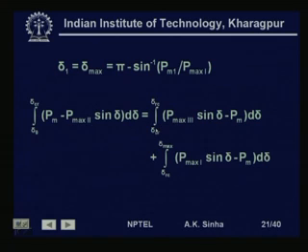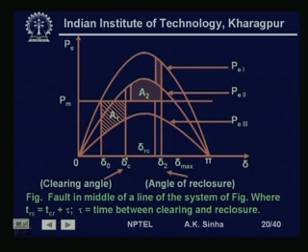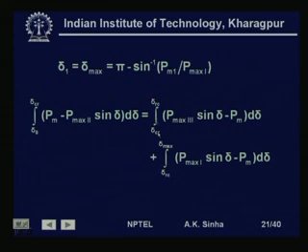And then the decelerating area available from delta CR to delta C to delta CR. This should be delta C and this should be delta C to delta CR. Here this is from delta C to delta recloser, delta RC, not CR. So, delta C to delta RC, P max 3 sin delta minus Pm.